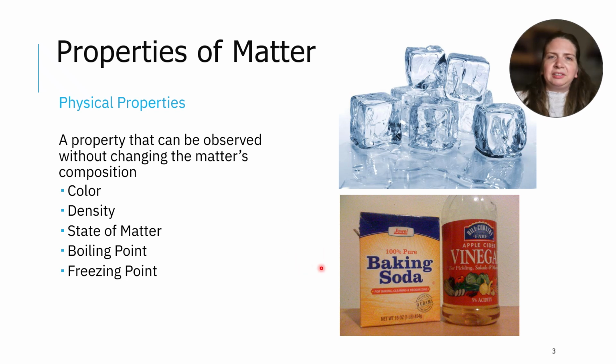If I look at this mixture of baking soda and vinegar, I could describe the baking soda as a white powdery solid, or the vinegar as an amber-colored transparent solution because this is apple cider vinegar.